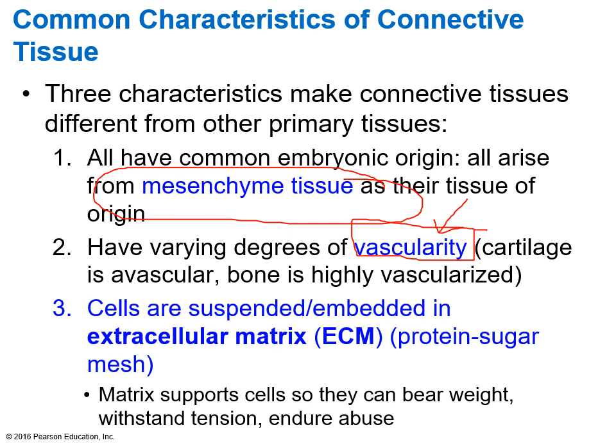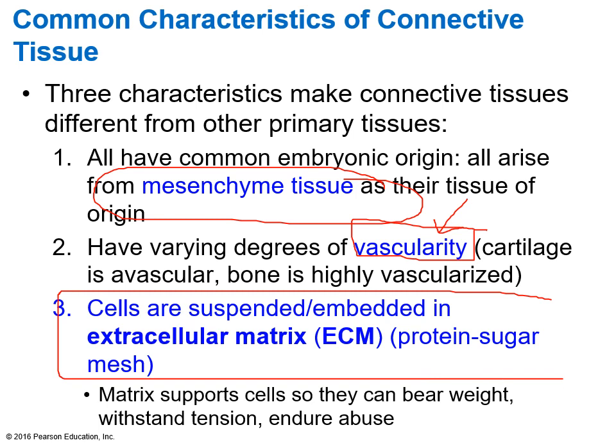And then, of course, as I was mentioning to you before, one of the hallmark characteristics of connective tissue is that the cells will be suspended in an extracellular matrix. And the extracellular matrix is going to be a protein sugar mix. It's almost like a gel. I often like to tell my students to imagine that they're pouring resin all over, and as the resin hardens, that will then be an example of the extracellular matrix.